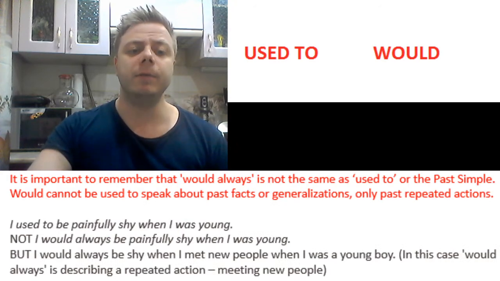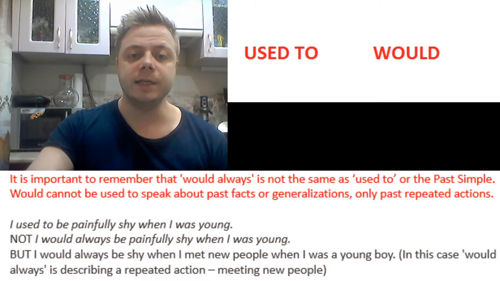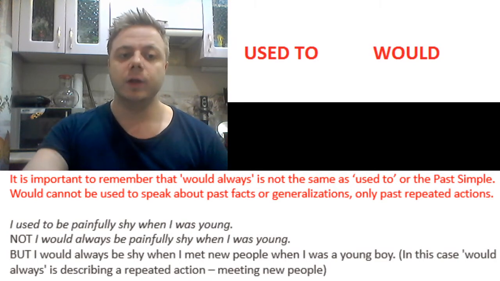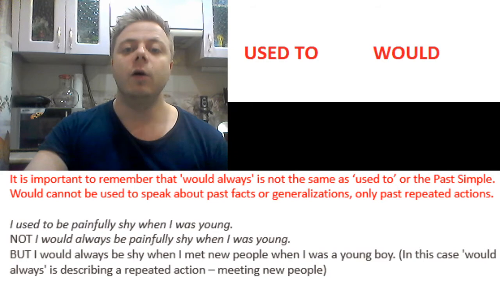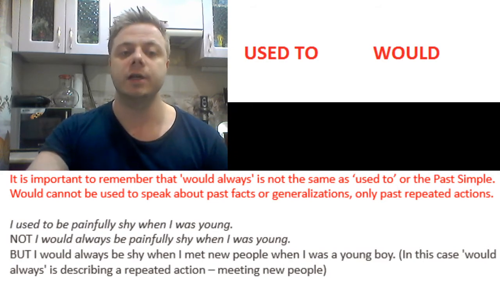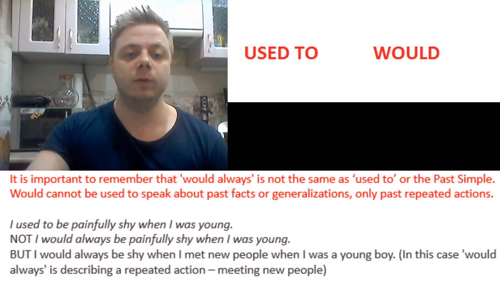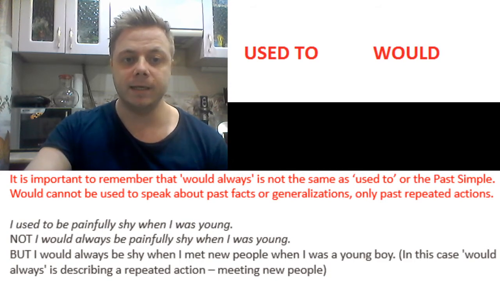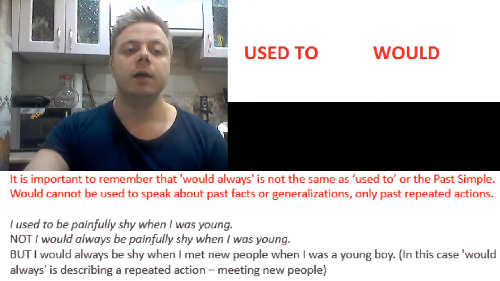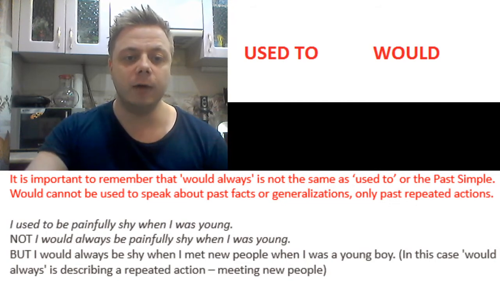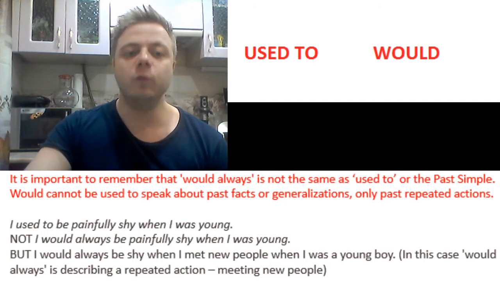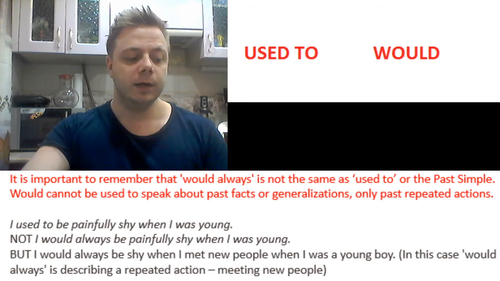But it is important to remember that would always is not the same as used to or the past simple. Would cannot be used to speak about past facts or generalizations, only past repeated activities or actions. For example, I used to be painfully shy when I was young. See? It's a state, it's not the action, being shy, to be shy. Not, I would always be painfully shy when I was young. But I would always be shy when I met new people when I was a young boy. In this case, would always is describing a repeated action, meaning meeting new people. Okay?